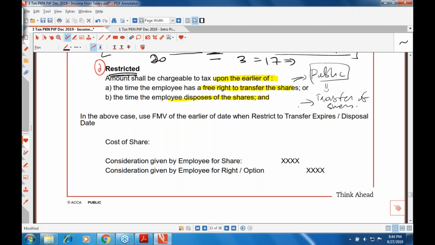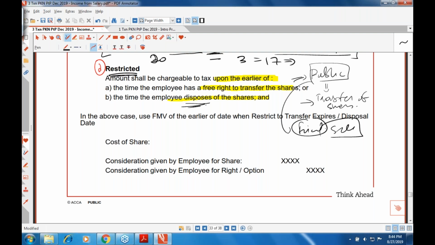I cannot transfer the shares into anybody's name. I've got a friend to whom I sell those shares. I tell him that, look, I cannot get them transferred into your name right now, but I'll do it at a later stage. Now let's try to understand. Although I don't have the free right to transfer the shares, I've actually disposed of the shares.